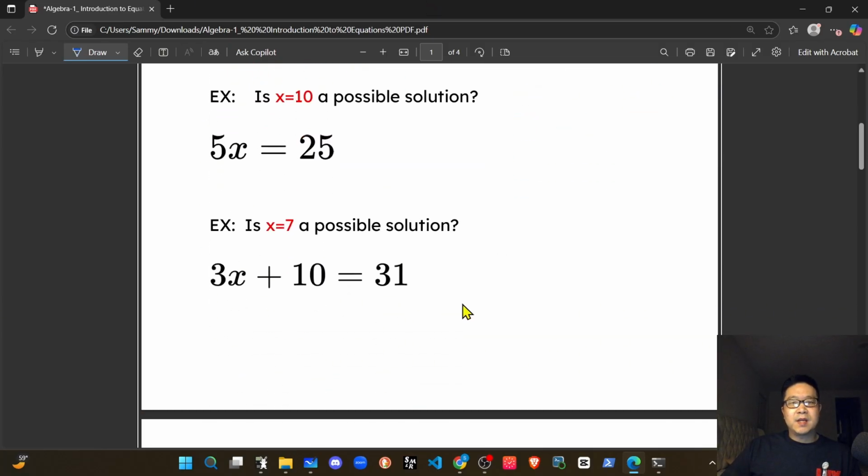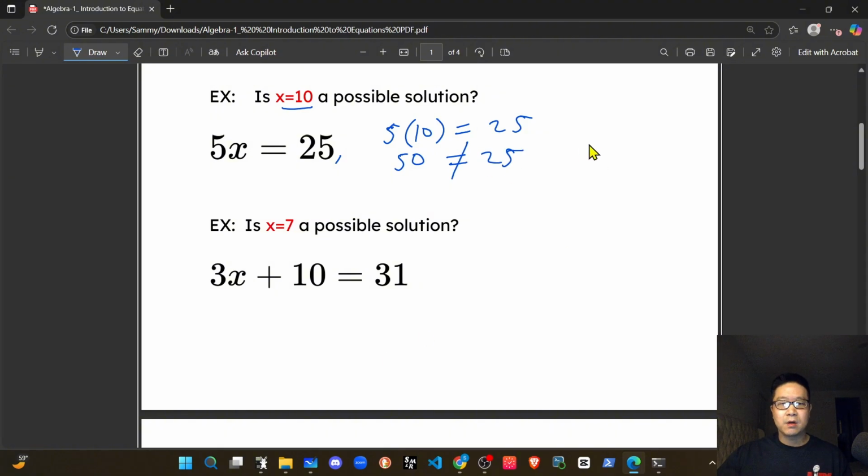Is x equals 10 a possible solution of this equation? Well, let's see. All we have to do to answer this question is to plug in or substitute 10 for x in our equation. So we're going to multiply 5 by 10, and we're going to see if this is true. So 5 times 10 is 50, and 50 does not equal 25. Therefore, this is false. x equals 10 is not a solution of the equation.